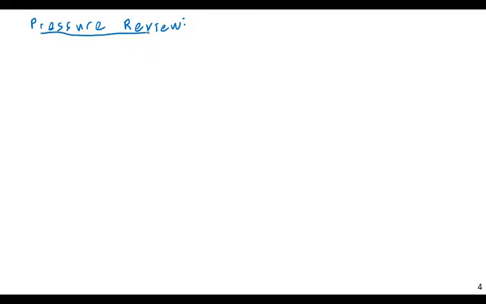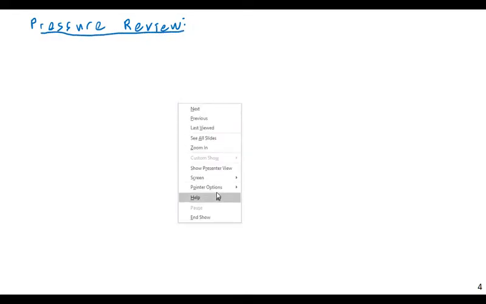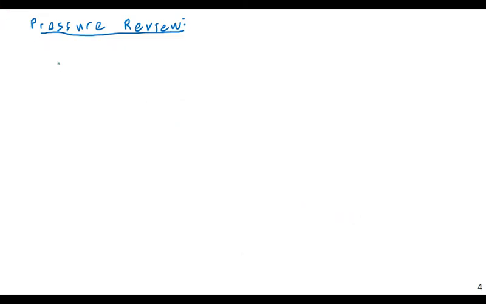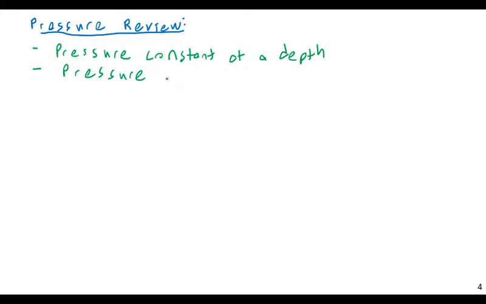Yes, there's going to be a difference between vertical and horizontal. Anywhere in the depth of a fluid, the pressure will be the same at the same elevation, but it will change at different elevations or different depths. So pressure is constant at a depth, pressure varies linearly with depth. Linearly.